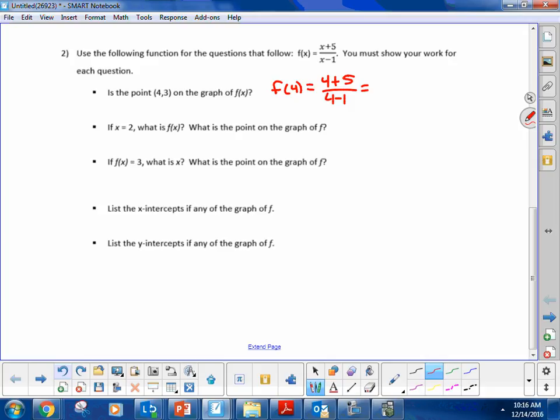Four minus one, so then this comes out being minus three. So the solution is 3. So it actually does prove that the point is (4, 3).